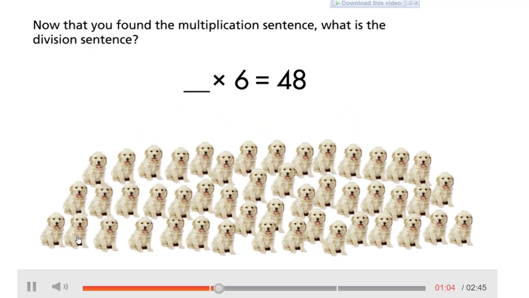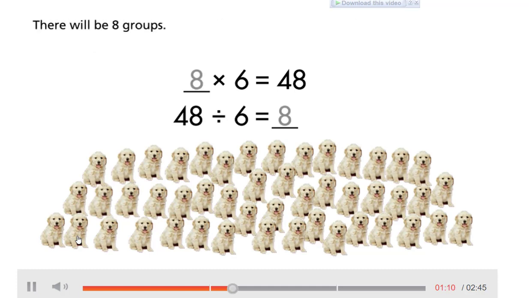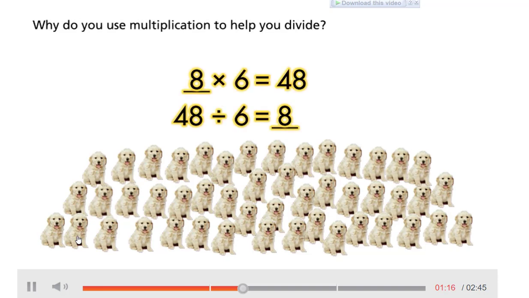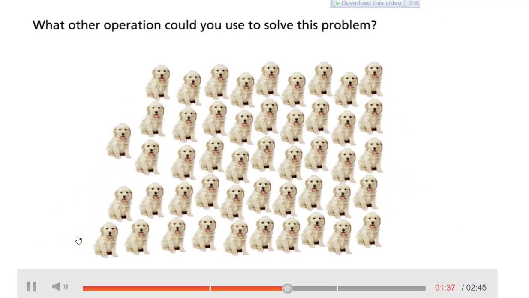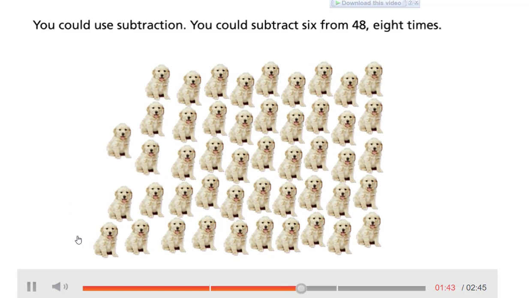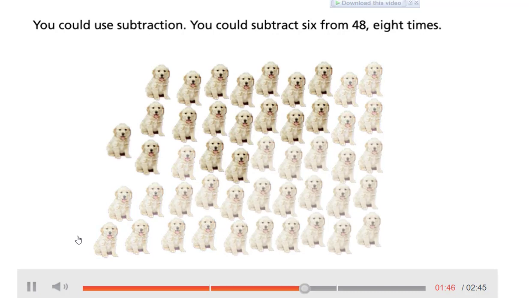Now that you found the multiplication sentence, what is the division sentence? There will be 8 groups. Why do you use multiplication to help you divide? Multiplication and division are opposite operations. When you multiply, you combine equal groups to find the total. When you divide, you take the total and separate it into equal groups. What other operation could you use to solve this problem? You could use subtraction. You could subtract 6 from 48 8 times.